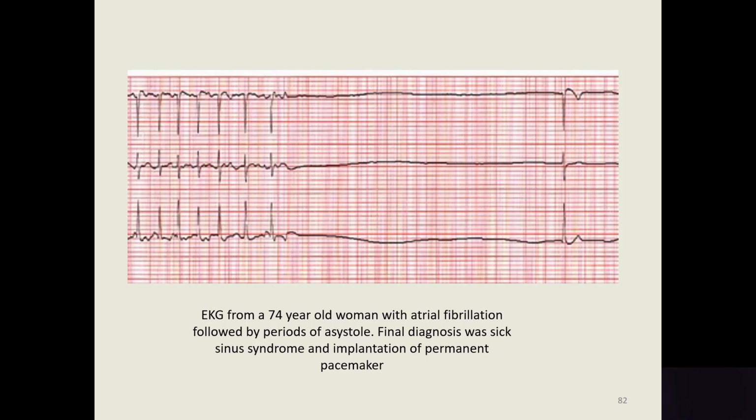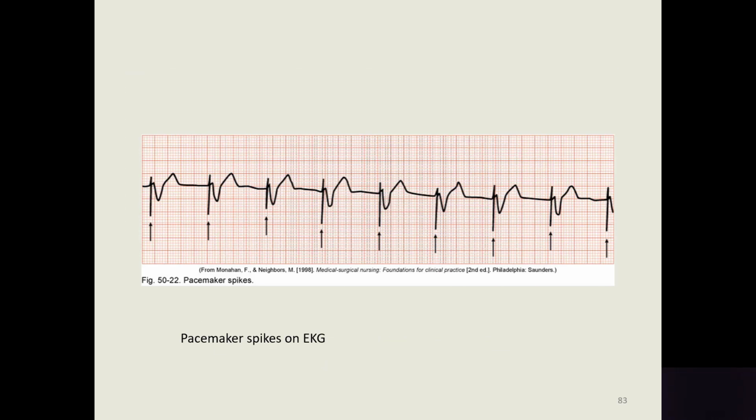This is an EKG showing atrial fibrillation that went into something called asystole. Asystole is no electrical activity, and then she picked up one or two heartbeats at the end there. She ended up being diagnosed with sick sinus syndrome and ended up needing a pacemaker. And this is what a pacemaker looks like on an EKG. You can see where the arrows are. Those straight lines are electrical impulses from an implanted pacemaker, and you can see the pacemaker goes off, and then what follows is the ventricular depolarization that was caused by the pacemaker.